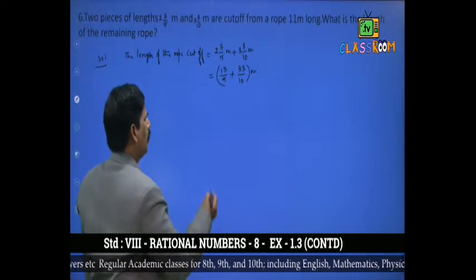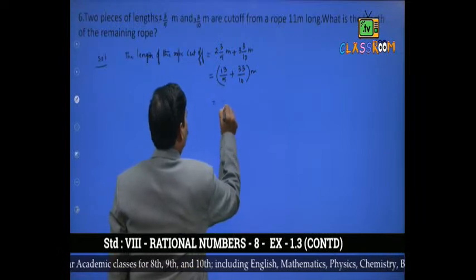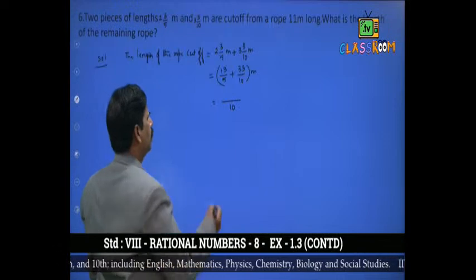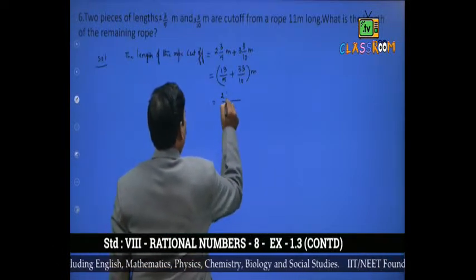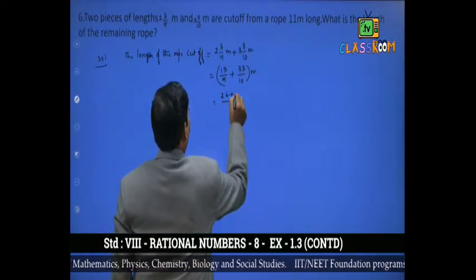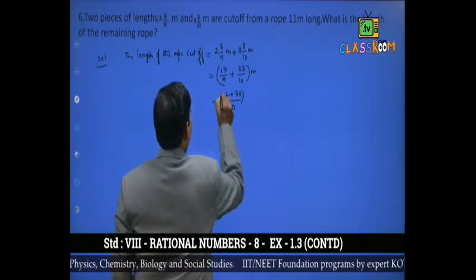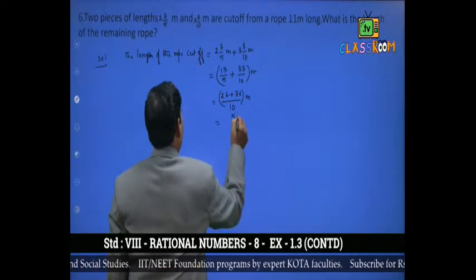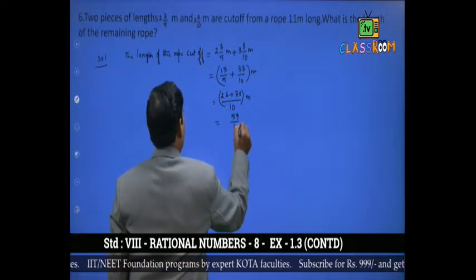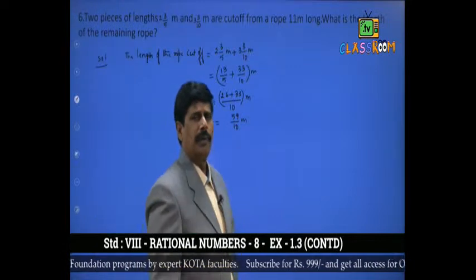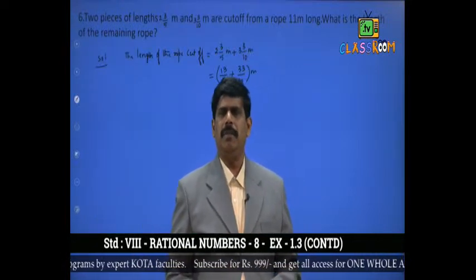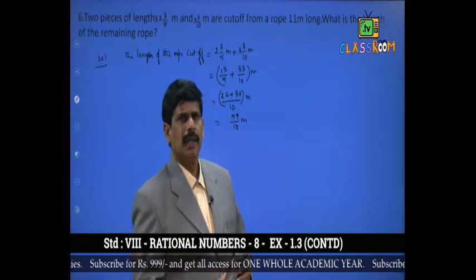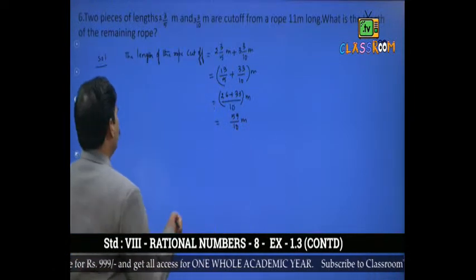Okay. So now the LCM of 5 and 10 will be 10 here. So 5 goes 2 times, 13 2s are 26. 10 goes 1 time, 10 3s are 33 meters. So this is equal to 26 plus 33, 59 by 10 meters of the rope. 59 by 10 meters of the length of the rope that was cut off. So now what is the total length of the rope?